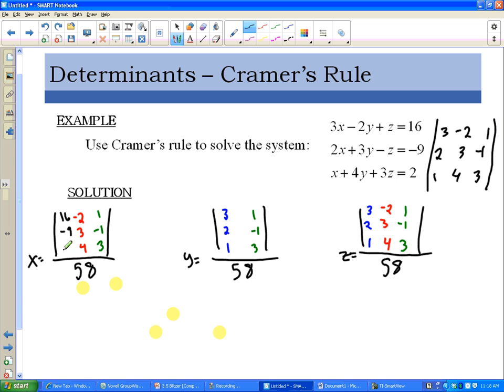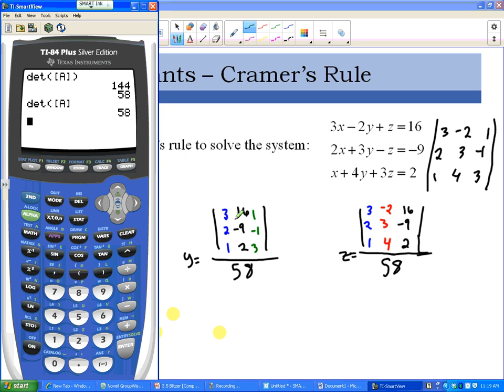So when I'm solving for x, it goes in the x column. When I'm solving for y, it goes in the y column. When I'm solving for z, oh, I messed up. I shouldn't have put that there. Oh, that's close enough. In the z column, it goes where I'm solving for z. Now, again, this would be a lot of matrices to do by hand, so let's do it on the calculator.